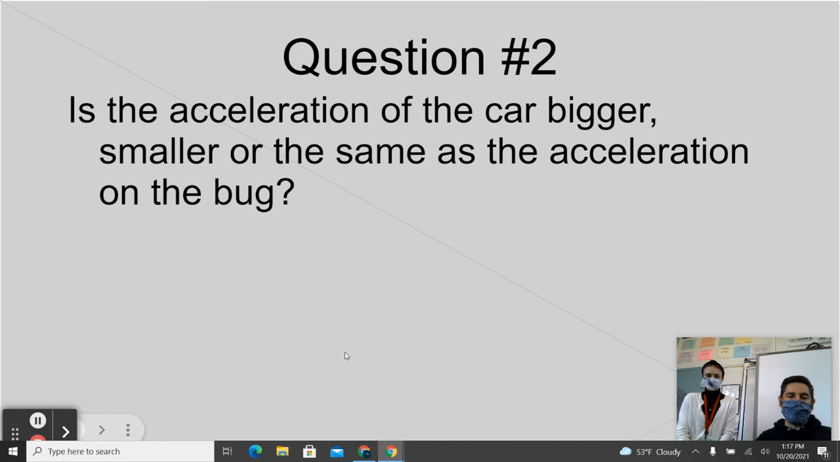Question 2. Is the acceleration of the car bigger, smaller, or the same as the acceleration of the bug? We didn't talk about this, but if you think about what's going to happen to their accelerations, which do you think is going to have a bigger change in velocity? The bug, the car, or will they be the same? Go ahead and answer this question.